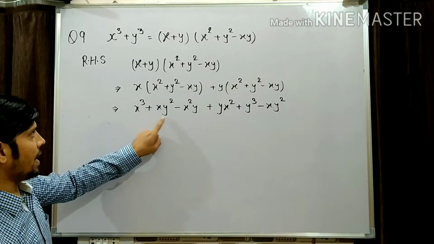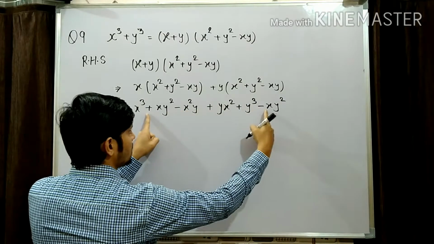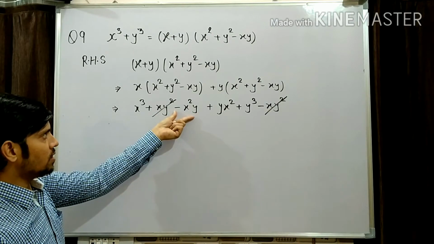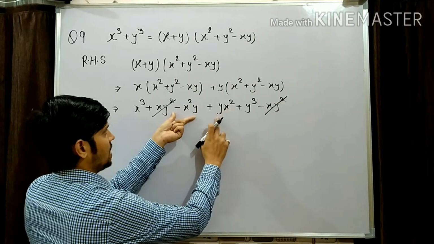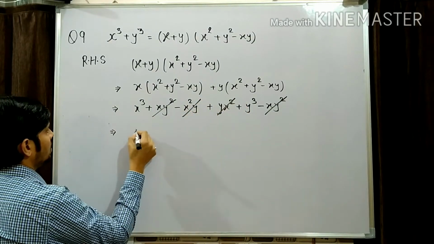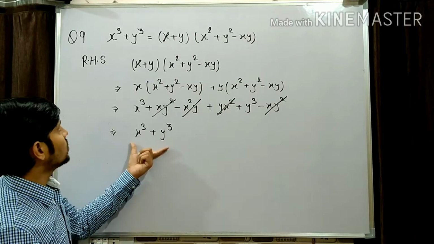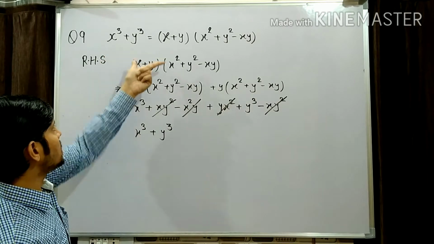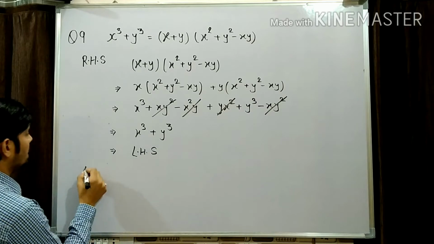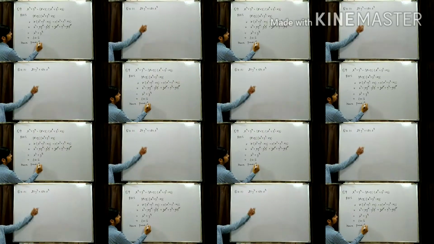Now you can see here this is x y square and this is x y square. This is positive x y square, this is negative x y square, so these two terms will cancel out. Similarly here, this is minus x square y and this is positive x square y, and these two terms will cancel out, and what is left behind? This is x cube plus y cube. So we have seen that the right hand side and the left hand side are now the same. Hence we can say that it is verified. It is proved.